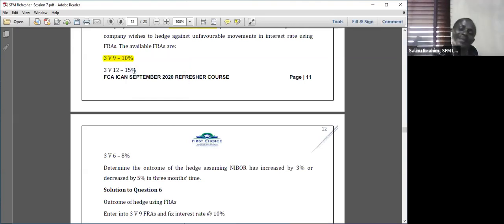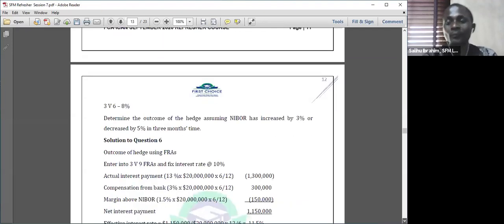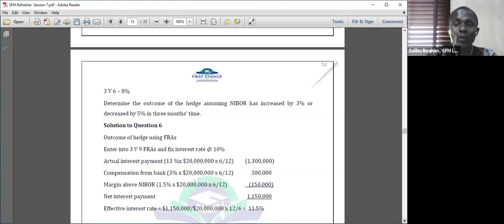Meaning that in 3 months' time, whatever happens to interest rate is no longer my concern. Effectively, I have been able to fix interest rate at 10%. Are we together? So what now happens? How will you know at the end of the period, when you'll be borrowing, whether that contract is favorable to you or not? Okay, this is what I'm going to do.